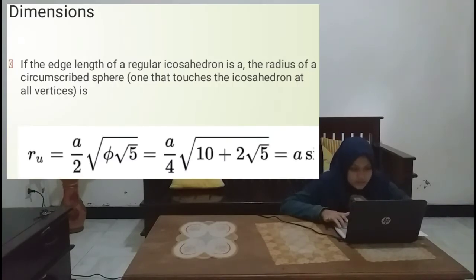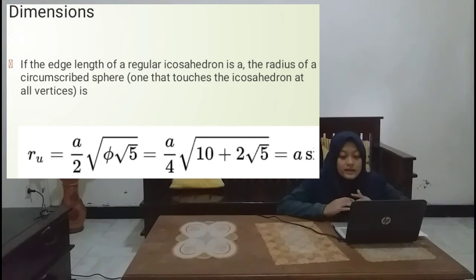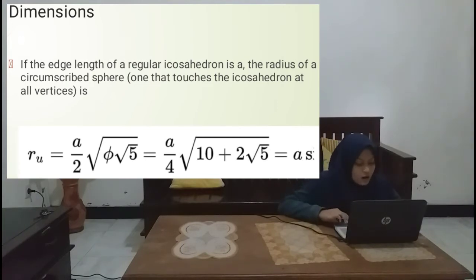Next, move on to the dimension. If the edge length of a regular icosahedron is a, the radius of a circumscribed sphere, one that touches the icosahedron at all vertices, is Ru equals a over 2 times the square root of (φ times the square root of 5), equals a over 4 times the square root of (10 plus 2 times the square root of 5), equals a times sin of 2π over 5.